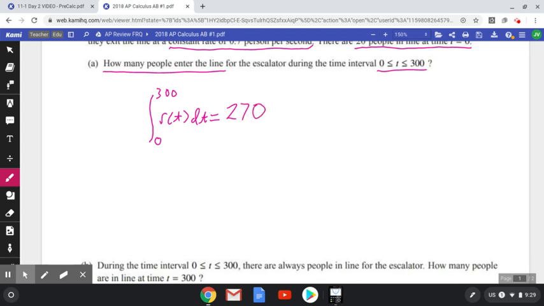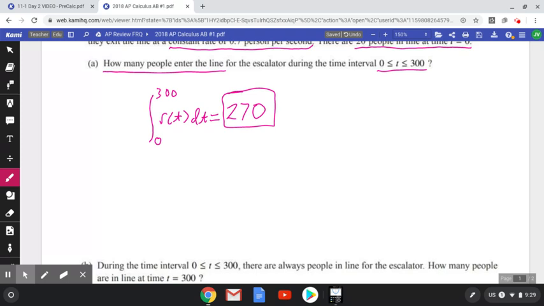So that's not how many people are in line at time 300. To figure that out, we need to take into account the initial amount and also how many people have left the line. However, the question's just asking you for how many people have entered the line from 0 to 300, and that's it. It's 270. You can write a little sentence here if you wanted to. You could say 270 people have entered the line from 0 to 300 if you wanted to be more explicit about it.